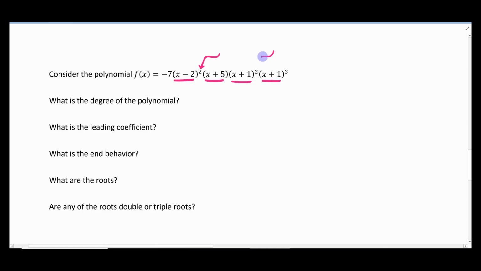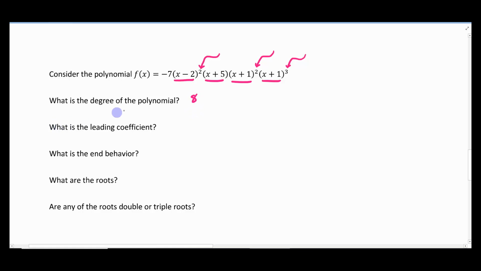This is a double root, right? We have another one being raised to the 2nd power, and this one is a triple root. So there's 3 of these linear factors. They're just being condensed using those exponents. Okay, so we actually have 1, 2, 3, 4, 5, 6, 7, 8 linear factors. So the degree of the polynomial is 8.